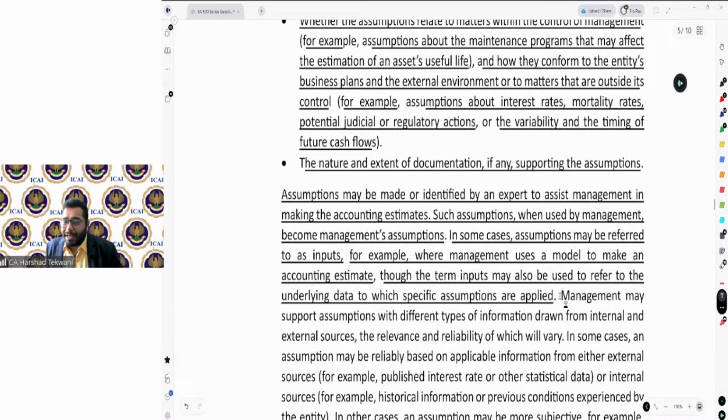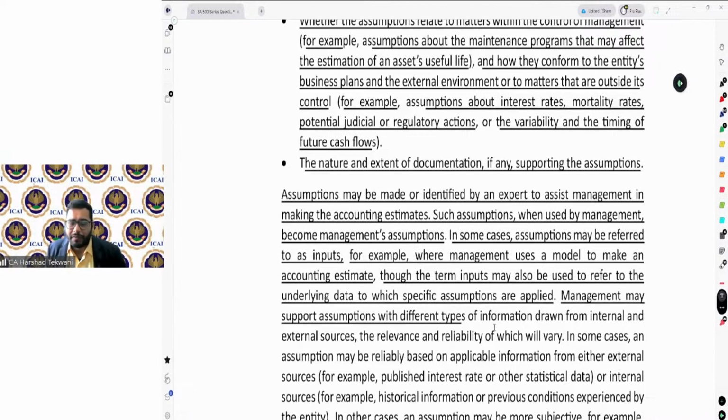Okay, so management can use the assumptions as data to input into the model, or management can use assumptions to derive the inputs for the model, or management can use assumptions as a model.